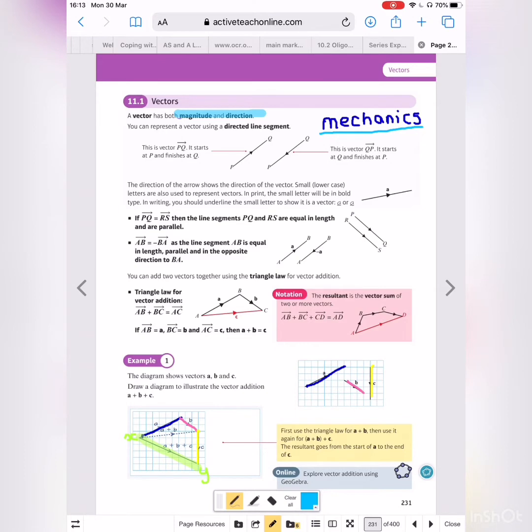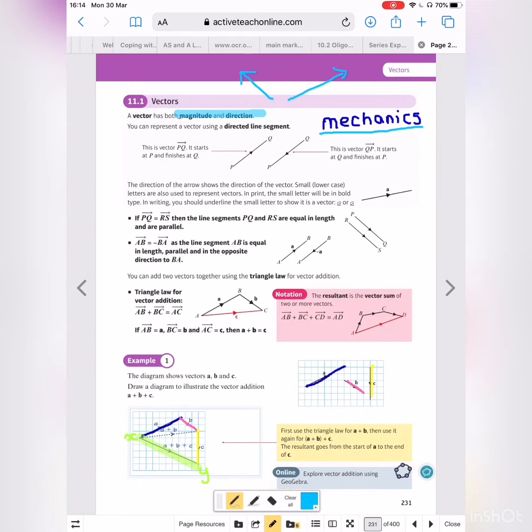So as it says here, a vector has both a magnitude and a direction. So remember, magnitude, that's the size, and the direction is obviously the way it's going. So you could say it's going that way, it could be going that way, but a vector has a specific magnitude and a specific direction. You can represent a vector using directed line segments. All that means is just a line.